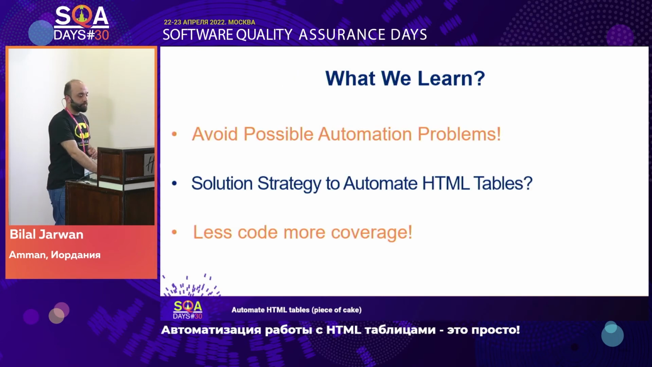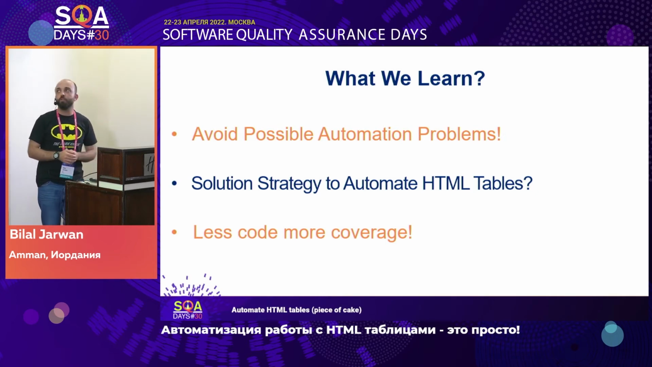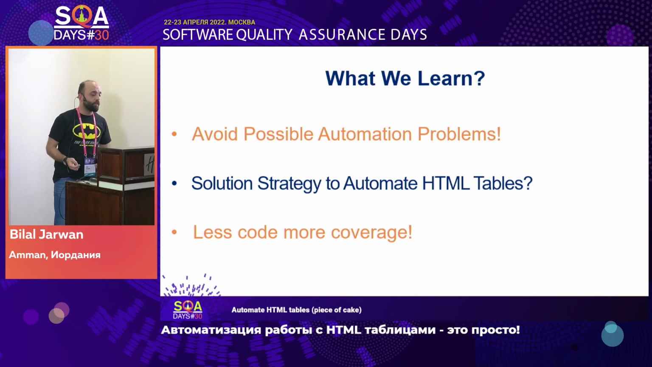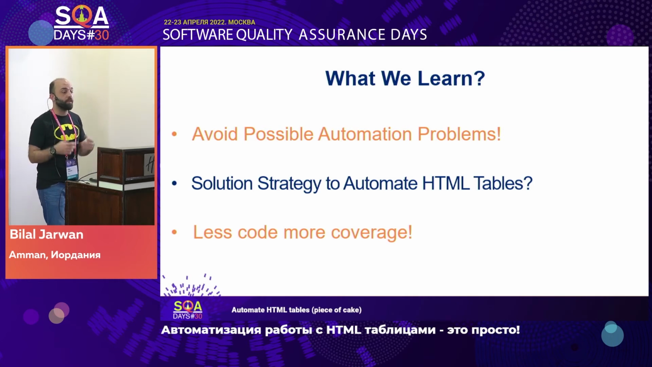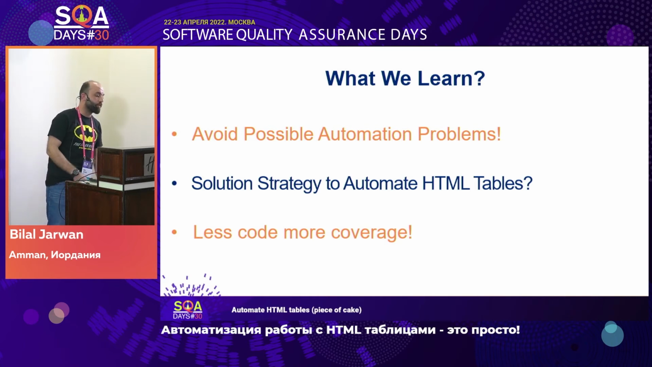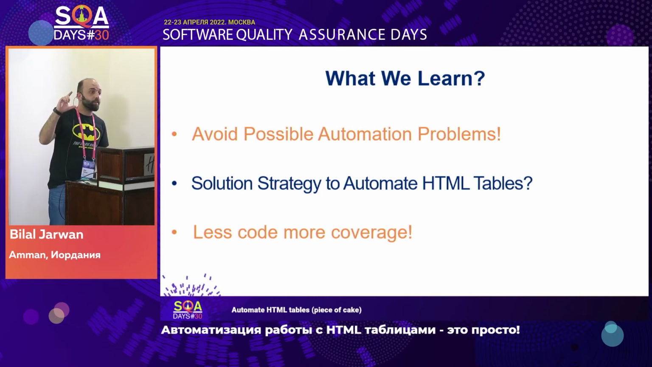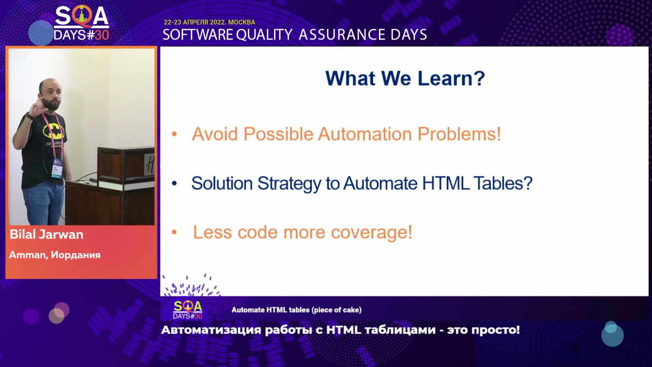And let's talk about what we learned in this session. We learned, first of all, how to avoid the possible automation problems when we are working with HTML tables. The second thing, how we can set the solution strategy for HTML tables and how we can automate it. And the third thing, less code, more coverage. So you are writing a block of code and you are covering a lot of things.